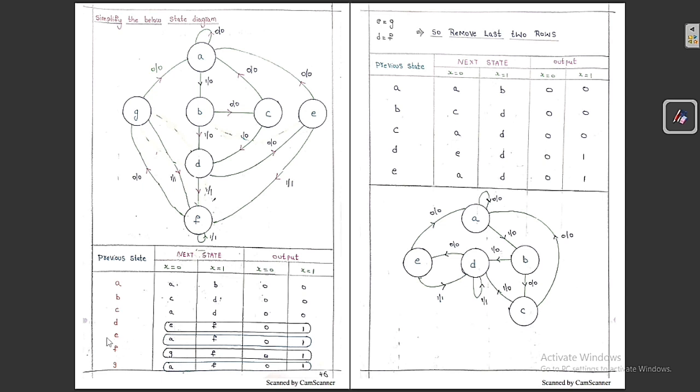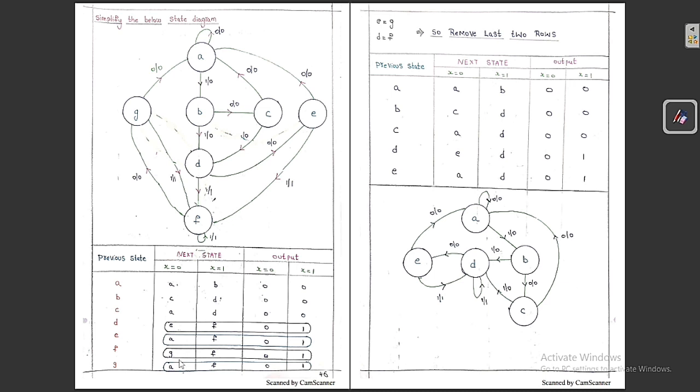So we can see this E is equal to G and D is equal to F. Therefore, I am going to remove the last two rows. Only the remaining things I am going to consider because these two rows and these two rows are the same.